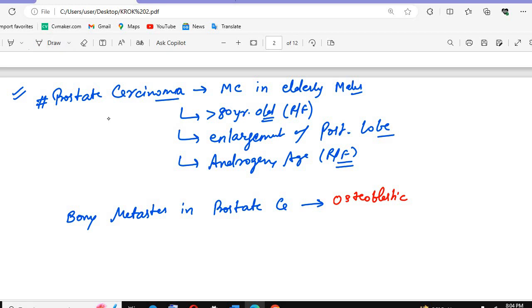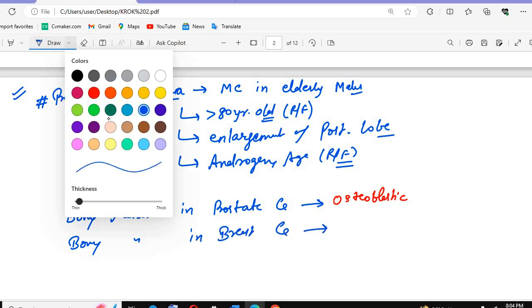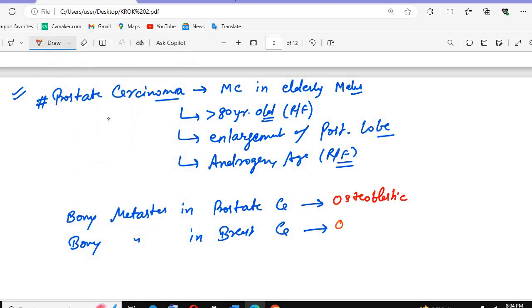But if there is bony metastasis in breast carcinoma, we call this condition osteoclastic. If breast carcinoma metastasizes to the bone, it is osteoclastic, meaning they will cut the bone. If prostate cancer metastasizes to bones, it is osteoblastic, meaning new bony formations will be seen. Okay, so remember these things.